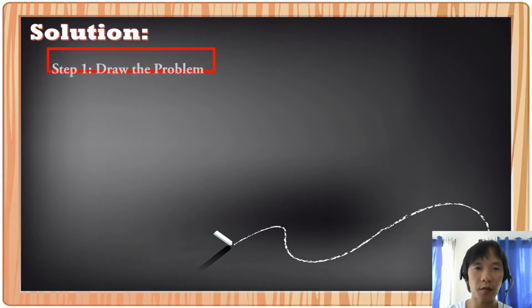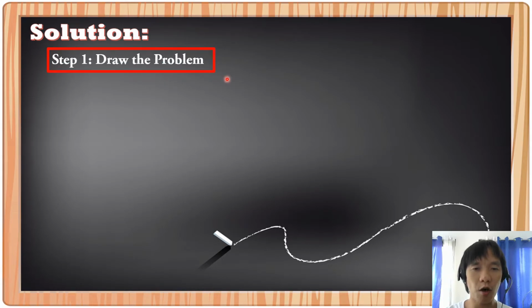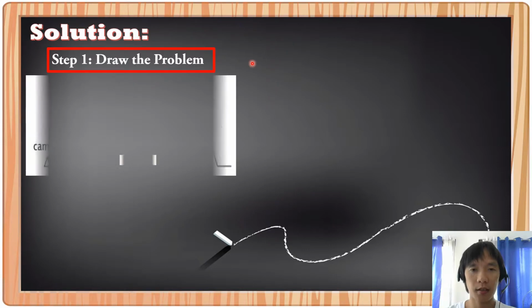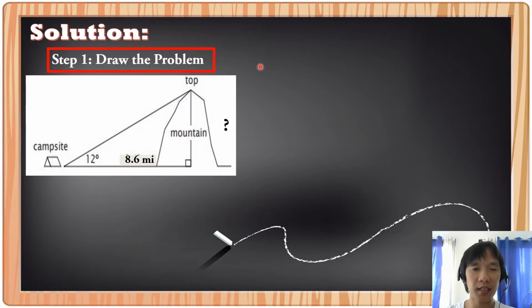The first thing that we are going to do is draw our problem, or we will make an illustration. So for example, this is our illustration. This is the Mount Apo. Now on the statement, from the base to their campsite, that is 8.6 miles, and with an angle of elevation that is 12 degrees. We are asked, how high is the mountain? So that is our first step.